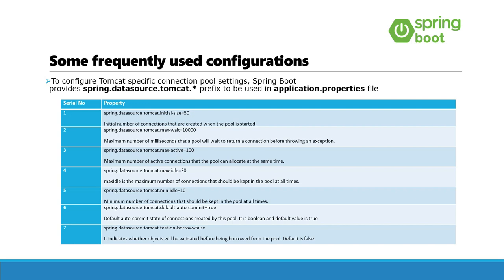There you can specify an initial size, so your application starts with 50 connections, but that can expand up to 100, which is the max active connections. In this case, if I get 100 requests at a time for my web application, then all 100 requests will have a separate database connection and can execute concurrently. In that way we can improve the performance of an application.